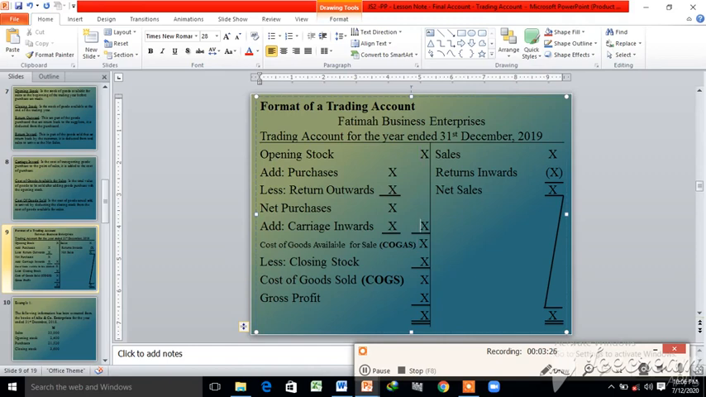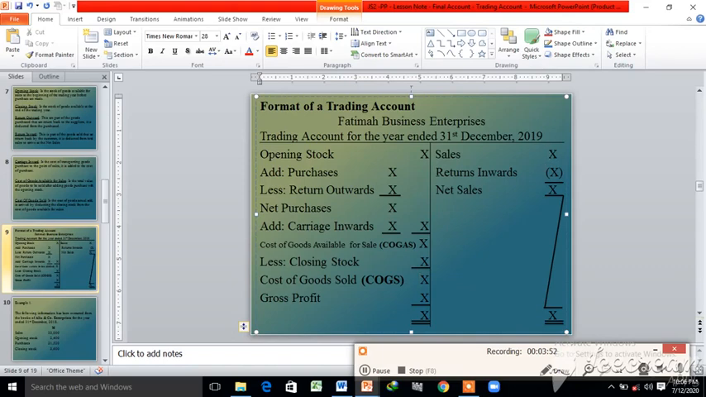The addition of these two we have here will give us the cost of goods available for sales, which is our COGAS. Then less stock unsold at the end of the year, which is closing stock. When we less stock unsold at the end of the year from COGAS, we have cost of goods sold. Then we come to the credit side. Sales will always be on the credit side.